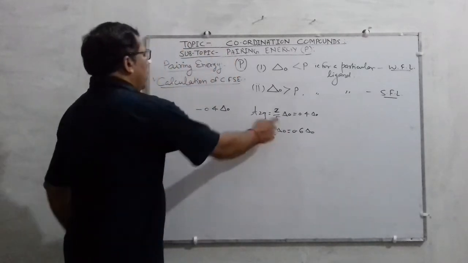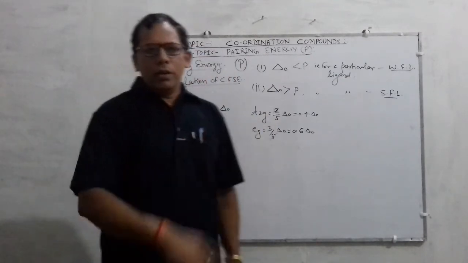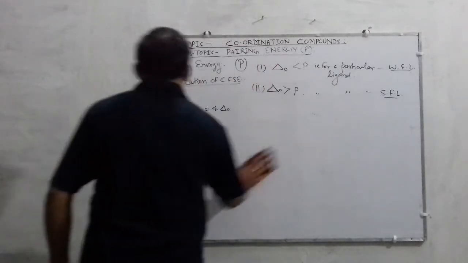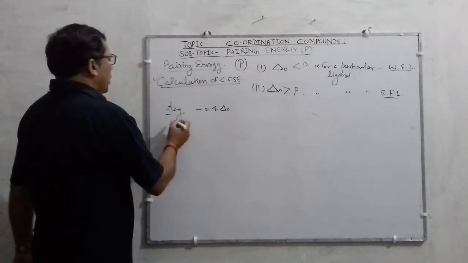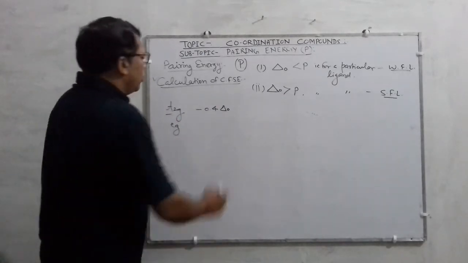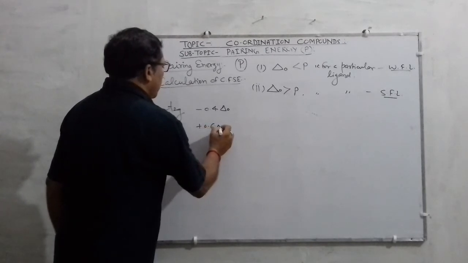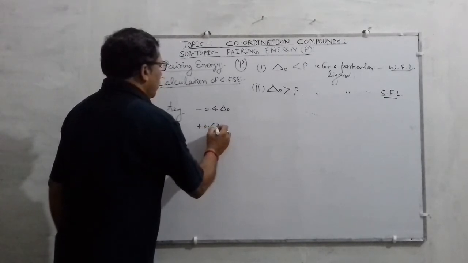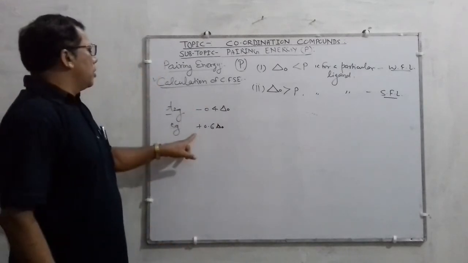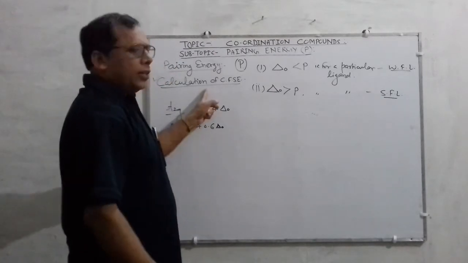So from this point, this is minus 0.4 Δ0. Alright, children? And in the case of the eg orbital, this value is plus 0.6 Δ0. Keeping these two points in mind, one formula is given for the calculation of CFSE.